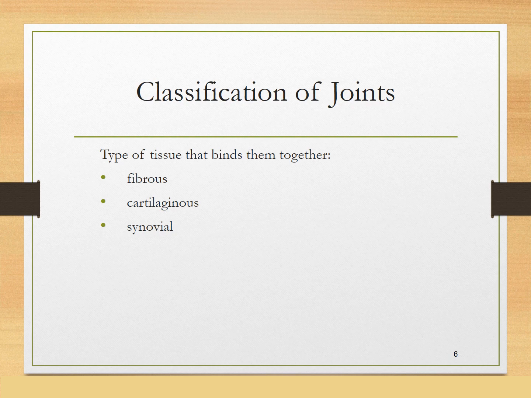Joints can also be classified by the type of tissue that binds the two bones together. There are three types of joints classified in this way: fibrous, cartilaginous, and synovial.